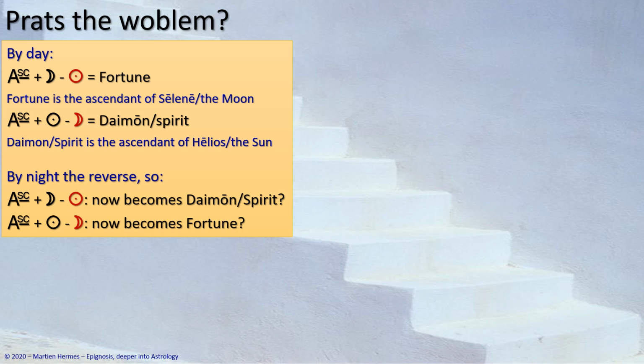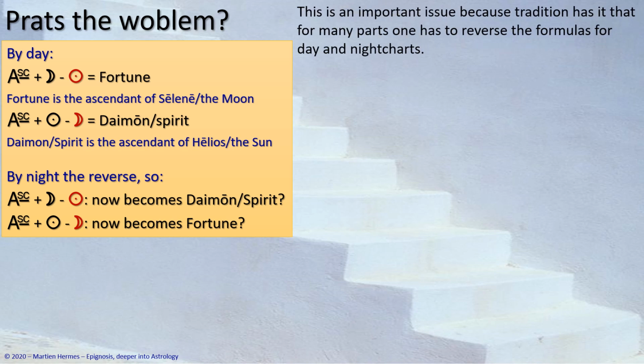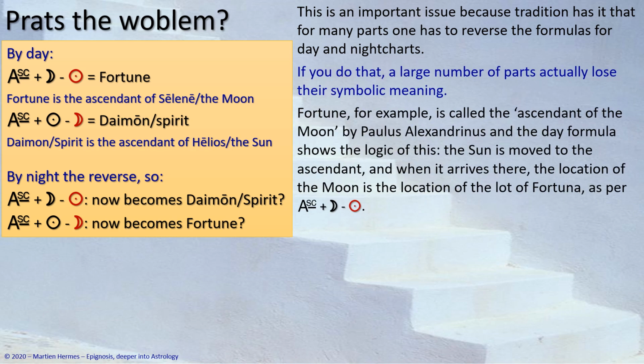So let's have a look at what the problem really is here, because every tradition has it that for many parts you have to reverse the lot formulas for day and night charts. But the problem is that if you do that, a large number of parts actually lose their symbolic meaning. As I've said, Paul of Alexandria called the lot of fortune the ascendant of the moon. And if you follow the reasoning behind how these lots are calculated, you can see why that is, because the moon in this formula locates the lot, so it's sort of the ascendant of the moon.